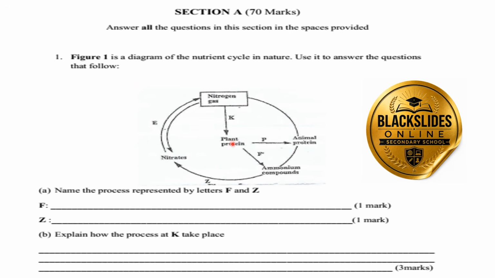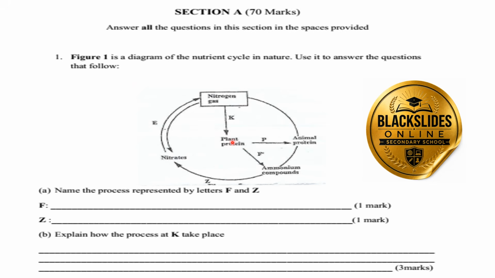So once the nitrogen gets into the plants in form of a plant protein, a process P will take place. This is called feeding. So animals will eat plants, and the plant protein becomes animal protein. And that's how nitrogen moves up in the food chain.